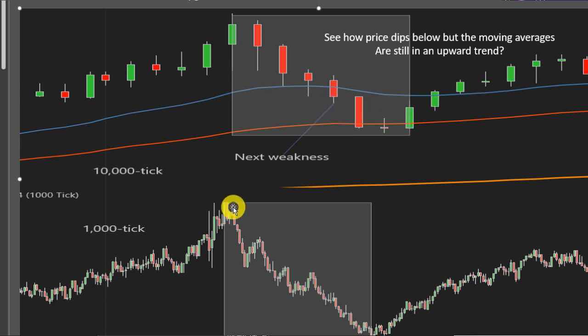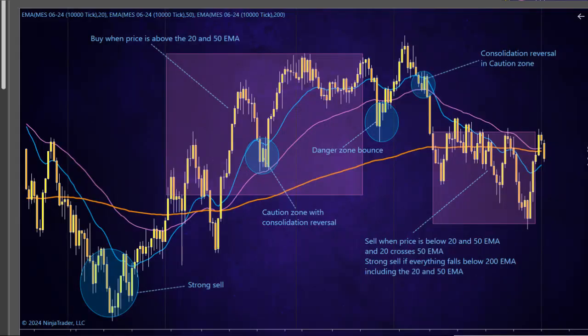That happens. That's okay. A sharp drop down to the 200 moving average, as long as these don't cross one another, as long as the 20 doesn't cross over the 50, it's still worth a try to go long. This is the best possible setup right here. And so what we have here is a strong buy situation when that happens.